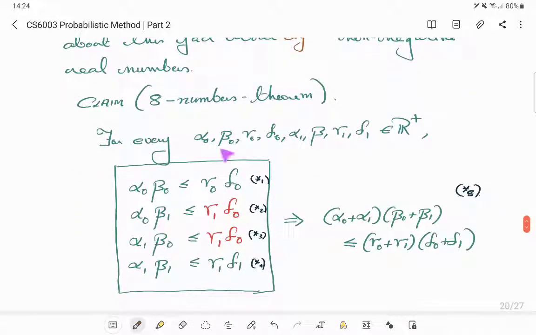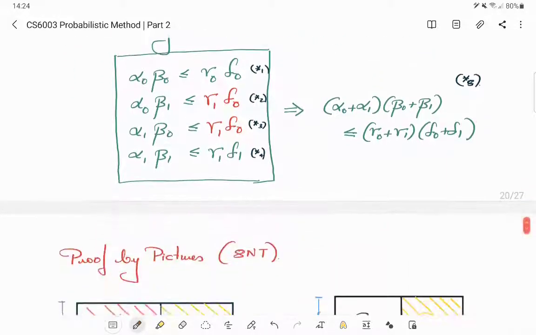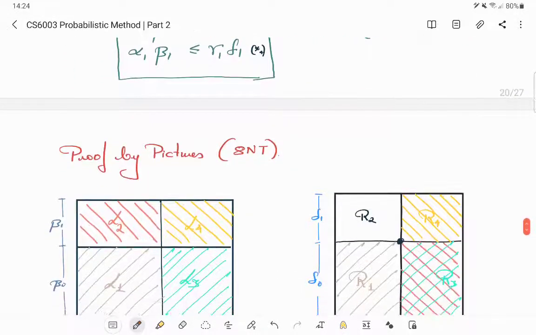So this says that for every 8 non-negative numbers, alpha 0 all the way to delta 1, again R plus, remember, is for non-negative numbers, if they satisfy these 4 inequalities, which we have read out many times, then this expression is true. Okay, so here all I want you to appreciate is that we have reduced it to something about 8 numbers. We can forget about functions, the domain, the power set, whatever. And since it's about 8 numbers, we will actually give a picture proof for this fact. Okay, it's a proof by pictures for this 8 numbers theorem.